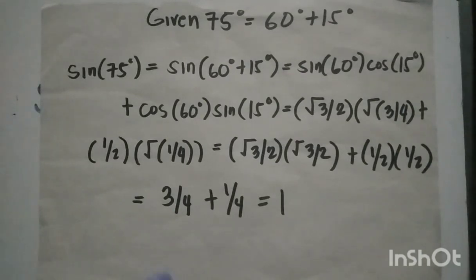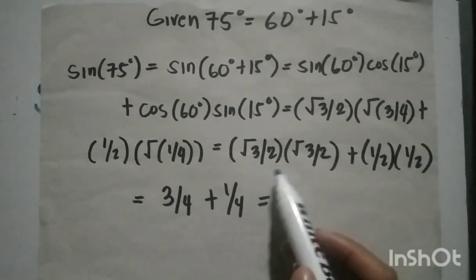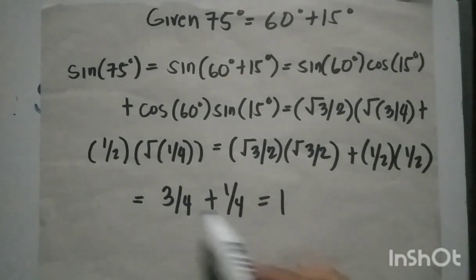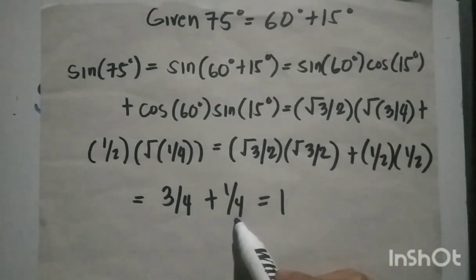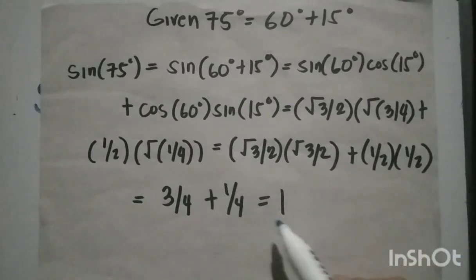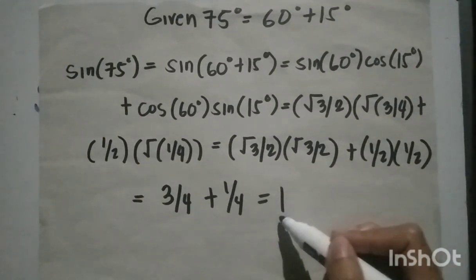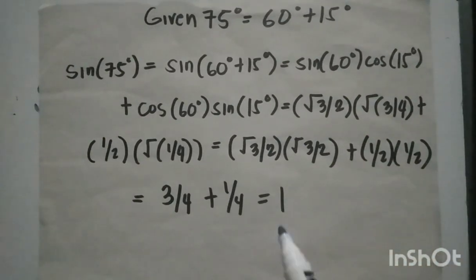which we came up with 3/4 plus 1/4. The 3/4 is the product of these two, and the 1/4 is the product of these two. 1/2 times 1/2 equals 1/4. If we add these two, we came up with the answer 1. So sine 75 degrees is equal to 1.